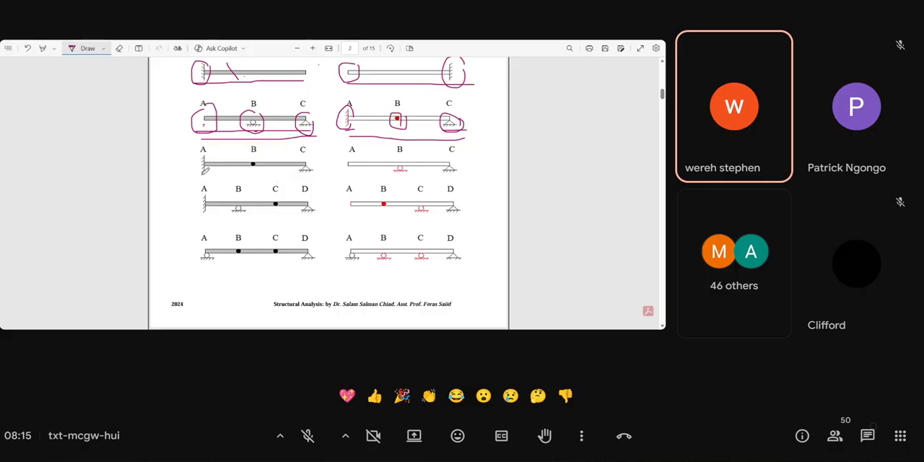Now, we have another case of a beam whereby point A is fixed, point B is a hinge, and point C is a pin. For the conjugate, we are going to draw a beam of the same size, same cross-sectional size, but now look at point A. Initially it was fixed, for the conjugate it is a free end.